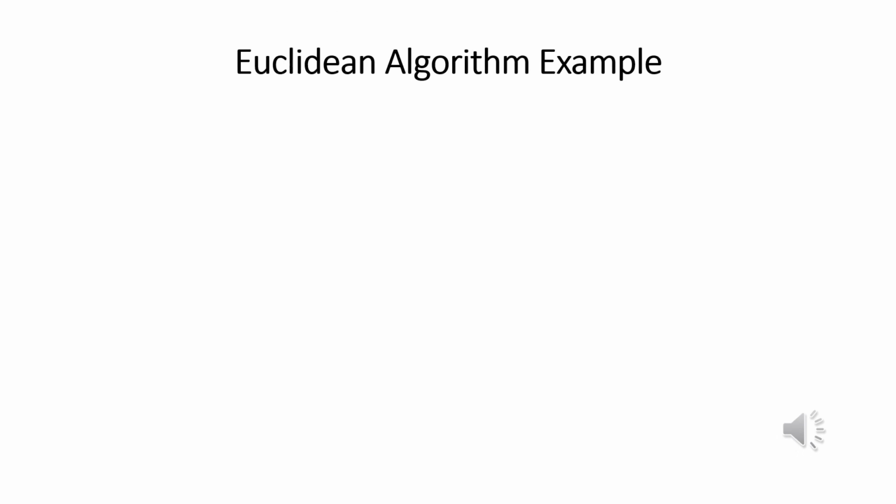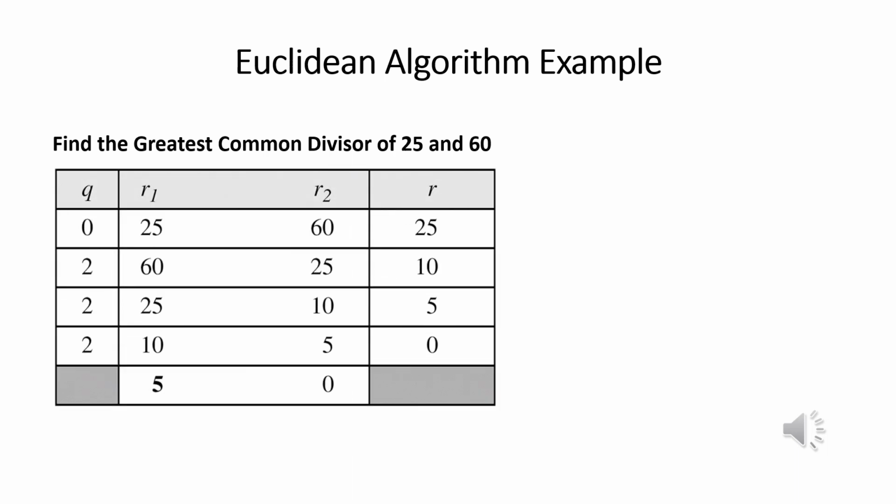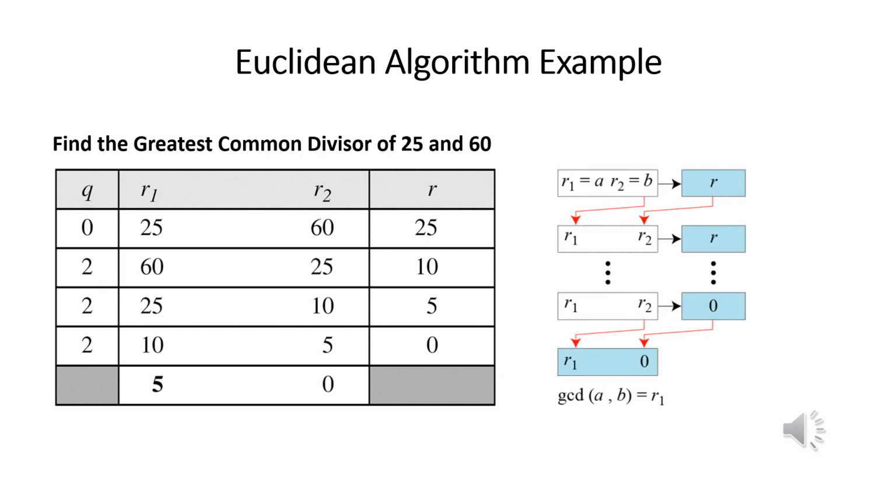Euclidean algorithm example. Find the greatest common divisor of 25 and 60. We chose this particular example to show that it does not matter if the first number is smaller than the second number. We immediately get our correct ordering. Solution. We have gcd(25, 60) = 5.